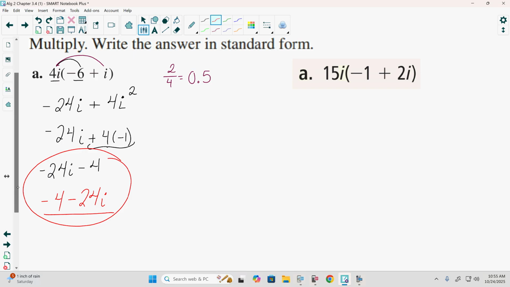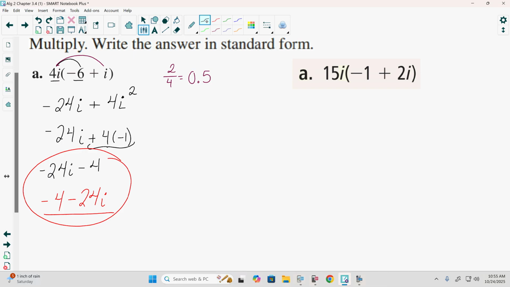Questions on this here? So when we multiply, we will have to make sure that we do not have an exponent greater than 1 attached to i. Because if we do, we'll have to simplify that. We ready for our next one?